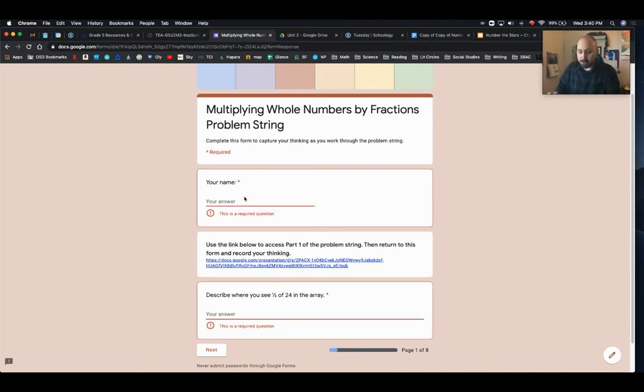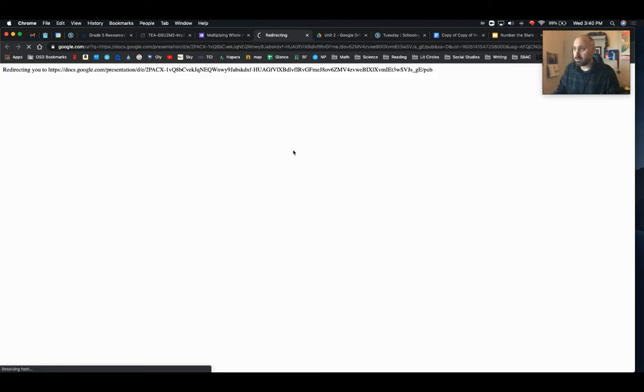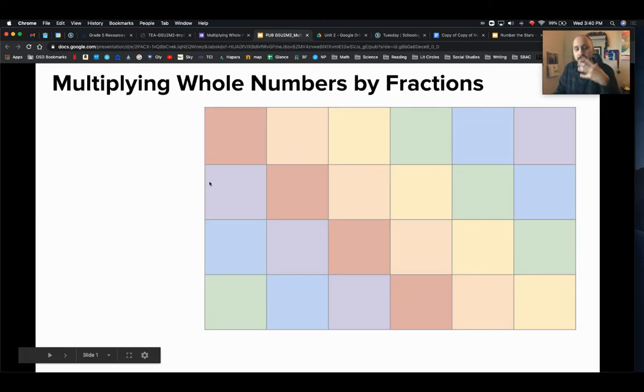So the first page, you put your name. And then there is a link here that you will click into, and it's going to take you to the problems that we're going to do and what it means to multiply fractions by a whole number or a whole number by a fraction. It's the same thing. They're associative, so you can flip them around. So you're going to start here. You're going to either push the right arrow key or you can click the screen.